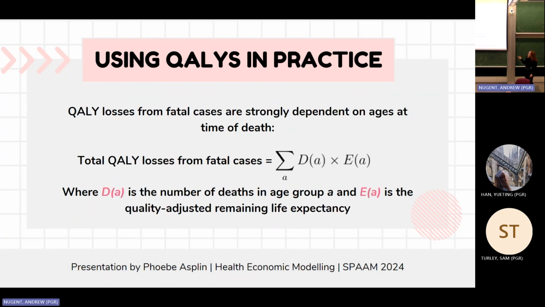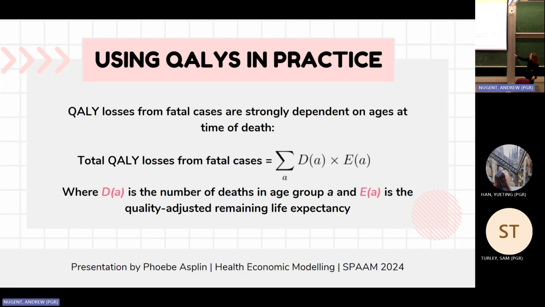The other thing we have to think about is calculating QALY losses from fatal cases. Here we have the total QALY losses from all of the fatal cases in the outbreak. This is summed over all of the age groups, and then we have the number of deaths in each age group and the quality adjusted remaining life expectancy. This takes into account the fact that your quality of life is expected to decrease as you get older. It's not just your life expectancy.